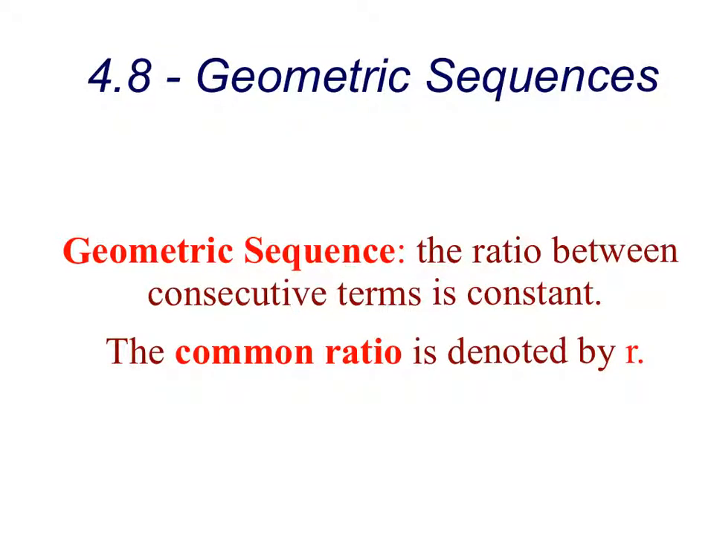In this video, we will be discussing what geometric sequences are. A geometric sequence is when the ratio between consecutive terms is constant. Ratio you can sort of think of as division. So if the division between two consecutive terms is constant, that is known as a geometric sequence. If it's constant, that term is called the common ratio, and it is denoted by the letter R.